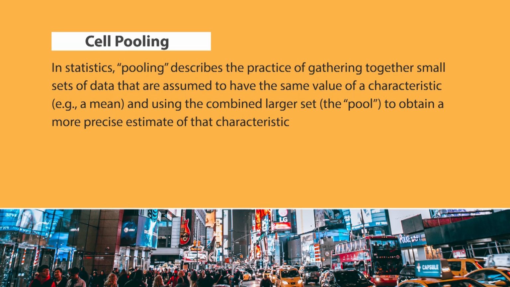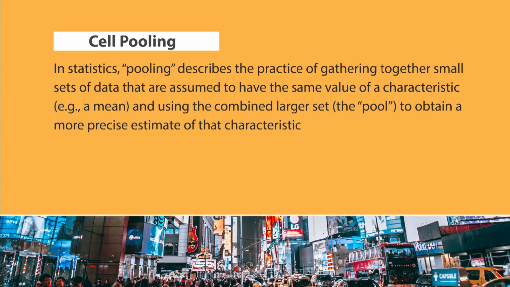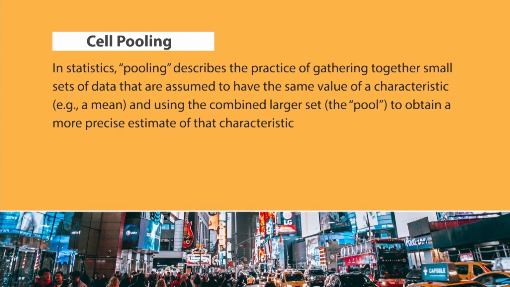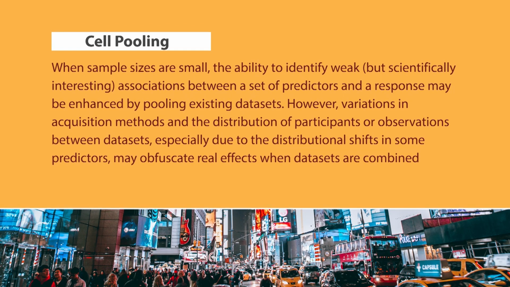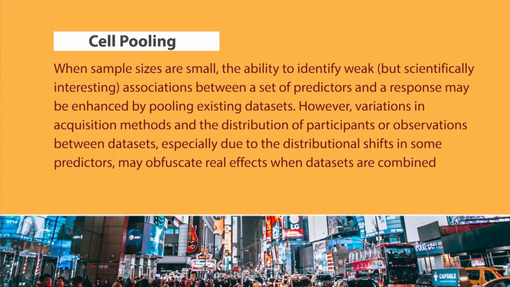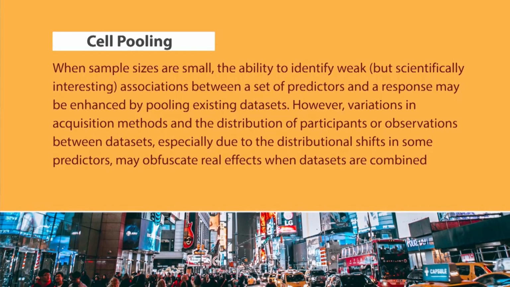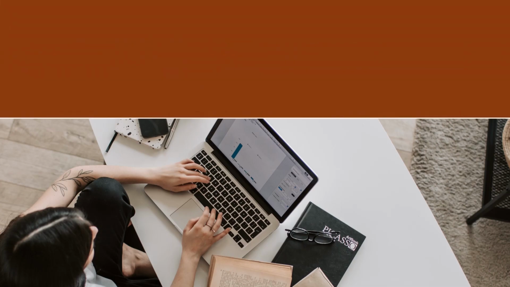In statistics, pooling describes the practice of gathering together small sets of data that are assumed to have the same value of a characteristic, for example a mean, and using the combined larger set, the pool, to obtain a more precise estimate of that characteristic. When sample sizes are small, the ability to identify weak but scientifically interesting associations between a set of predictors and the response may be enhanced by pooling existing data sets. However, variations in acquisition methods and the distribution of participation or observation between data sets, especially due to distributional shift in some predictors, may obfuscate real effects when data sets are combined.